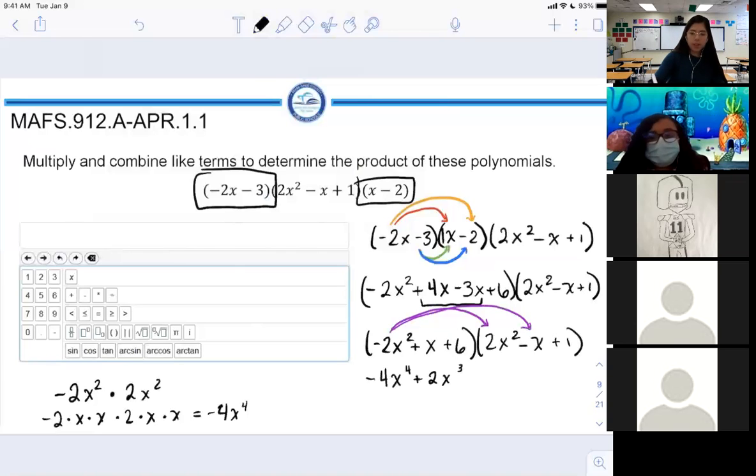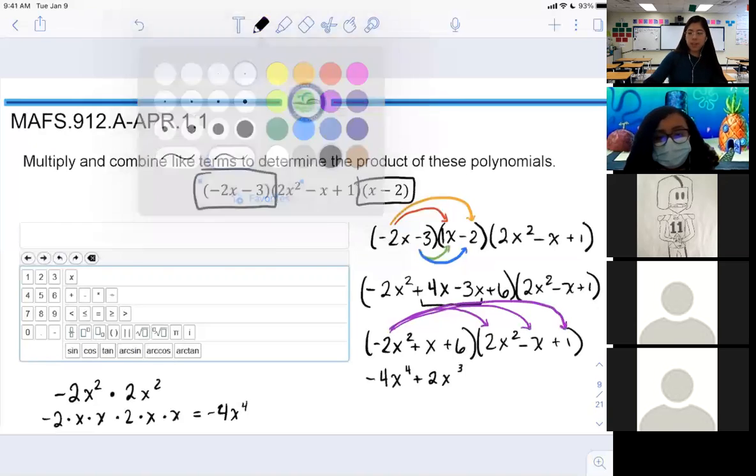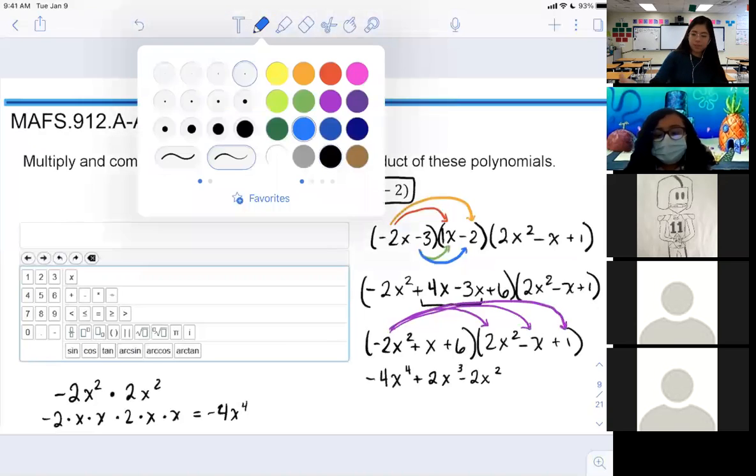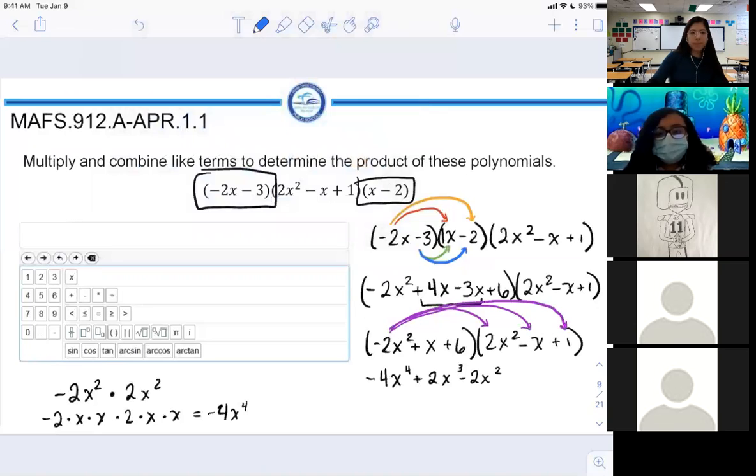Okay. Then I do it again. Now I'm distributing it all the way to the 1. Negative 2x squared times 1 is just negative 2x squared. Okay, I'm done with all of those. Now I go on to my x.